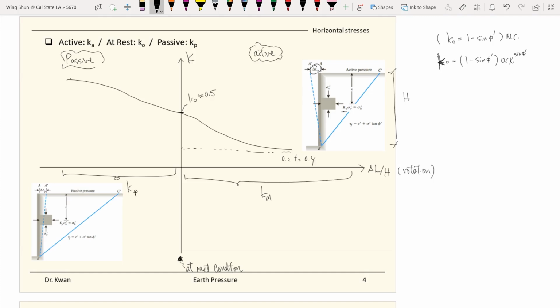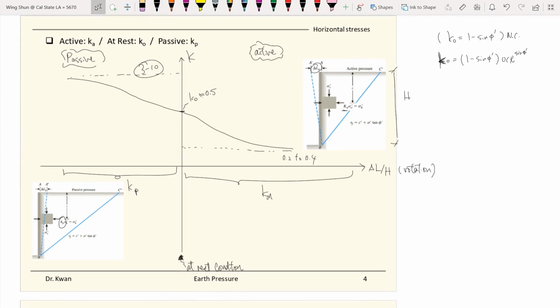And again, for the passive conditions, the further you push into the soil, you expect a higher stress. So that's why the Kp value can go as high as 10, because this Kp here dictates the amount of horizontal stress. As you can imagine, when the wall goes further and further into the backfill soil body, the resistance provided by the soils will be higher and higher until you fail the soil. You load too much, and then failure occurs.